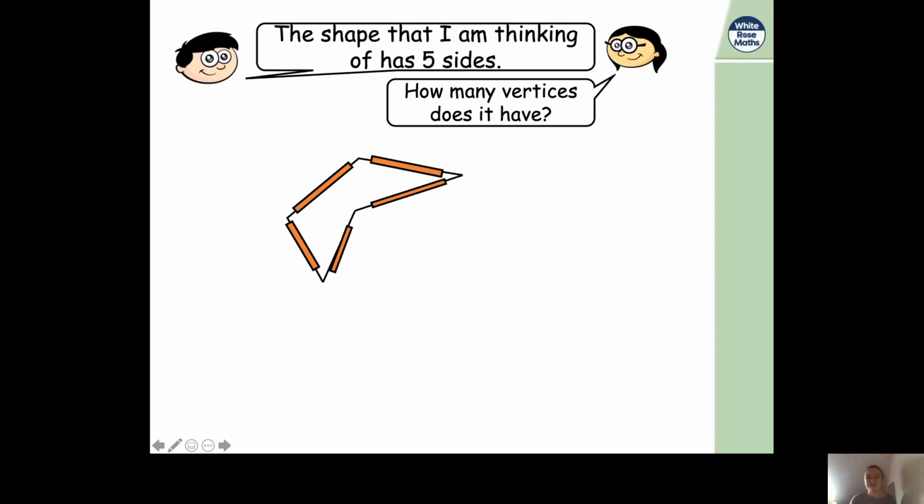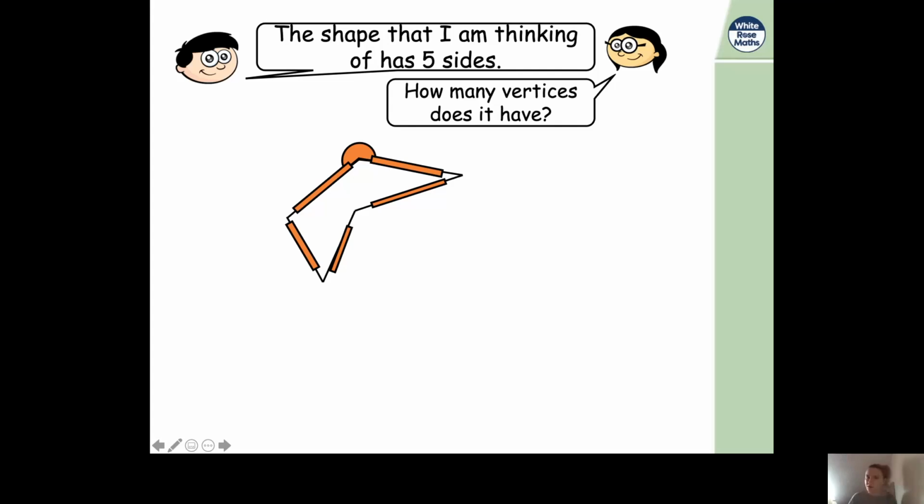So I'd like you to pause the video. Remember, a vertex is where 2 lines, 2 sides of our shape meet. Pause the video now and have a think. How many vertices does this shape have? Okay, year 2, let's look at this together. Let's circle our first vertex. Remember, vertex is when there is 1. Now, are there any more vertices on this shape?